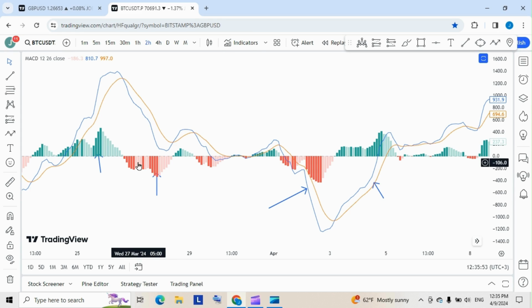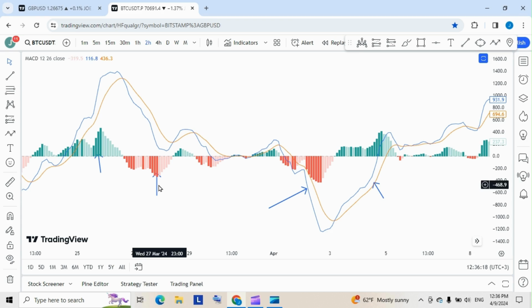Then whenever you see this light red, it means the sellers are losing momentum. They can either regain it again, as you can see from here: the sellers were in control and started losing a little bit of momentum, then later regained momentum and lost it again. And you can see these buyers took over.